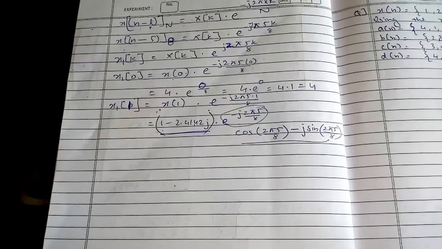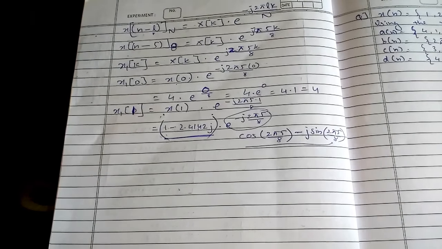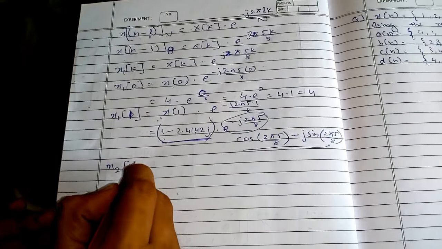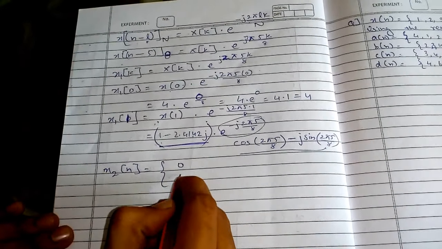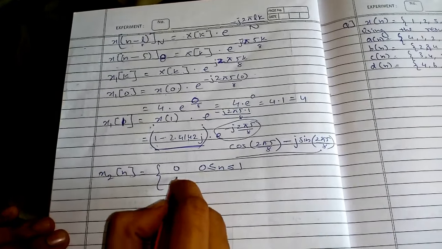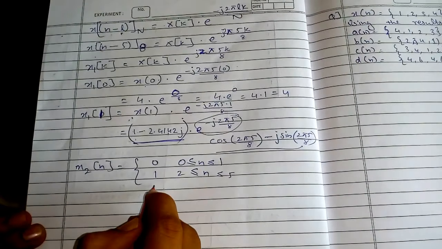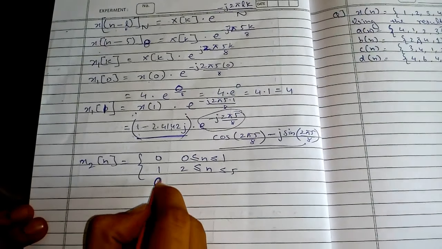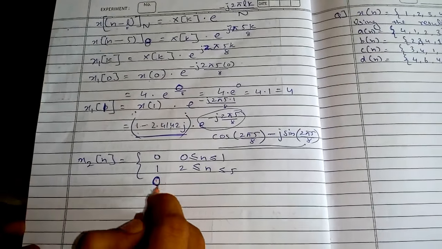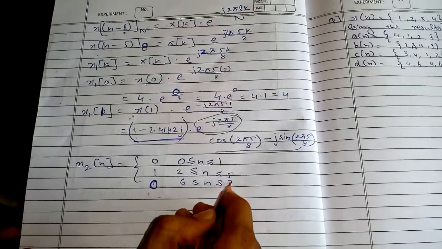This was a question of I guess May 15. Okay. And in this same question, you were also given x2 of n, and that was equal to 0 when 0 was less than or equal to n less than or equal to 1. It was 1 when 2 was less than or equal to n less than or equal to 5, and it was given 1 when 6 was less than or equal to n less than or equal to 7, but actually it must be 0. Okay, in the question paper it was given wrong.